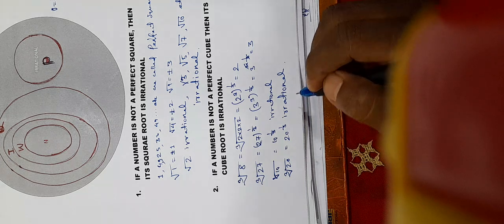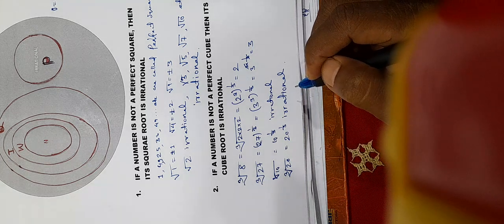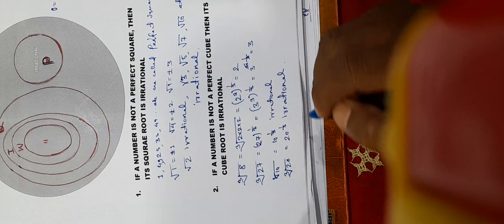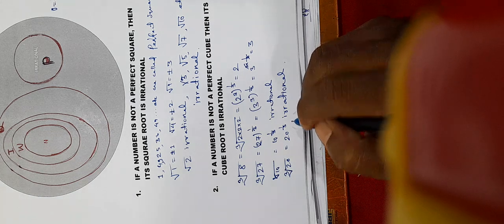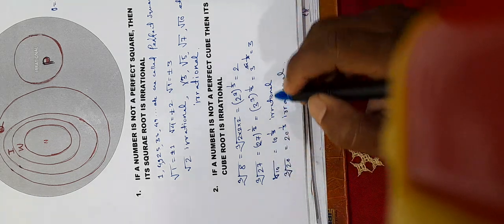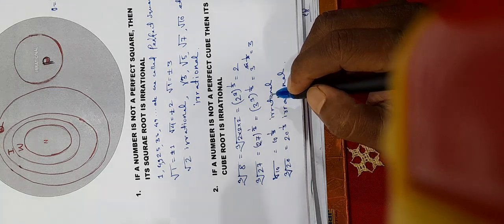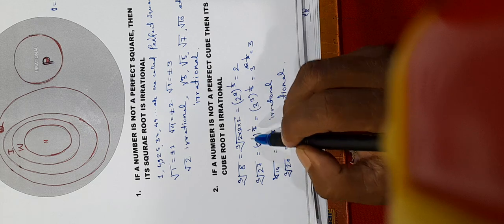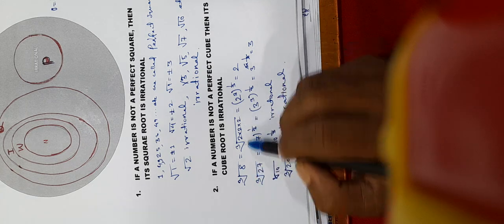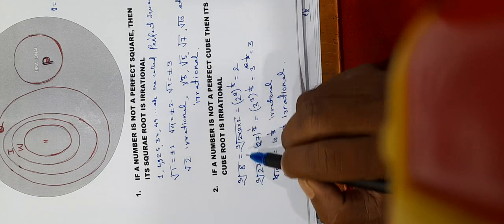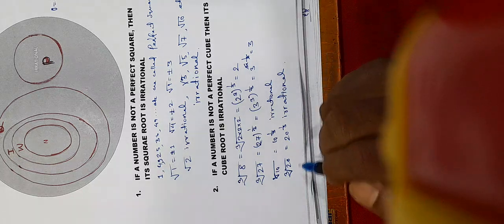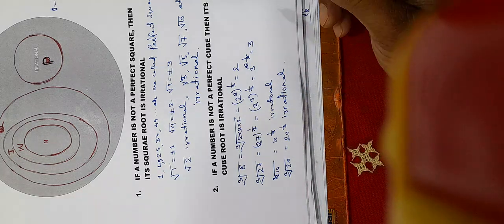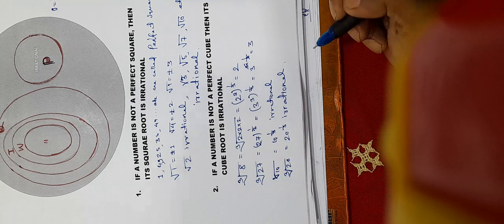So if a number is not a perfect cube, that means 20 is not a perfect cube. You cannot find 3 identical numbers so that their product is 20. As for example, in case of 27, if you multiply 3 three times, you get 27. That means 27 is a perfect cube. If you multiply 2 three times, you get 8. 8 is a perfect cube. Since 20 is not a perfect cube, cube root of 20 is also irrational.